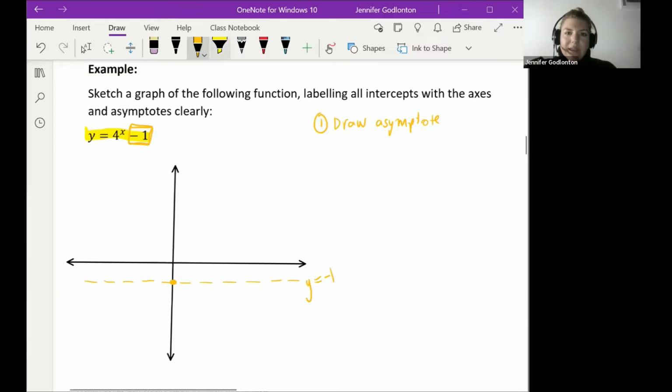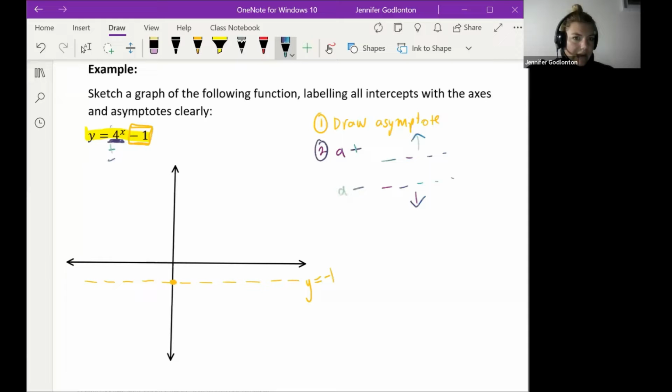Step 2 is we want to have a look and see our a value. In this case our a value is 1 because there isn't a number before that. It's just a positive number, but basically we're looking to see if the coefficient in front is positive or negative. If a is positive, then my graph is going to be above the asymptote, and if a is negative, then my graph is going to be below the asymptote.